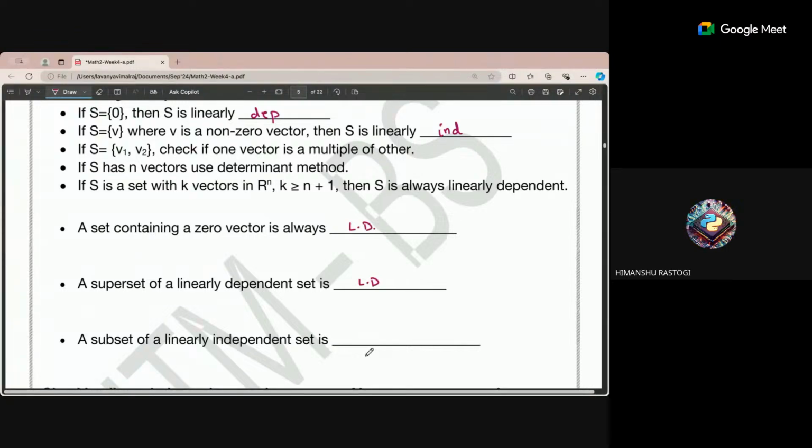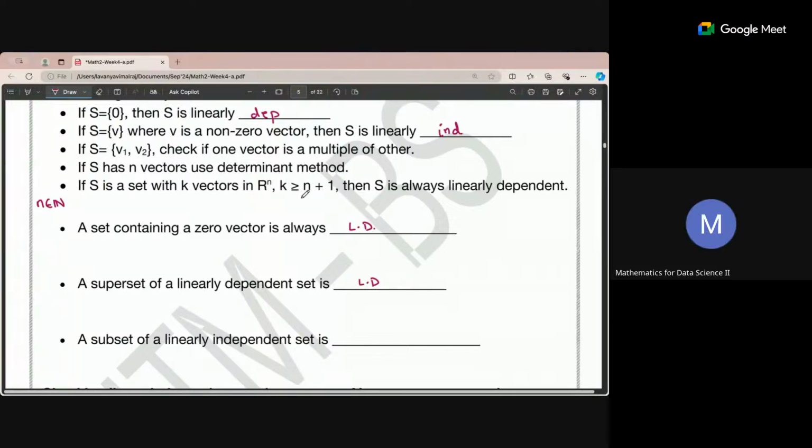Ma'am, regarding this statement, if S is a set with k vectors, k greater than or equal to n plus 1. If the set has only the zero vector, then k will be 1, and n is greater than this. This was my doubt. See, k greater than or equal to n plus 1 is the condition. If your set has only one vector, it is not satisfying this condition, right? That was what I was asking earlier.